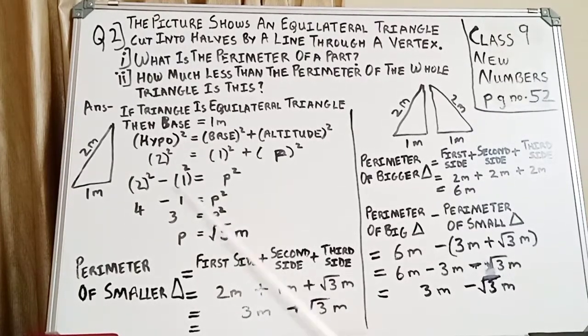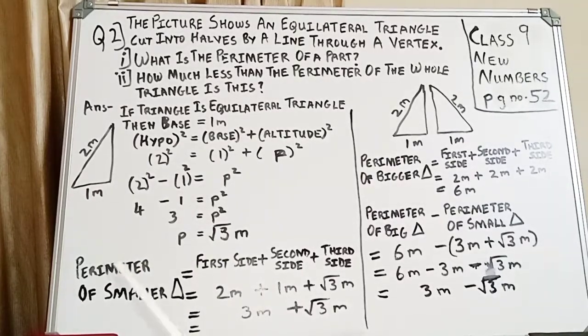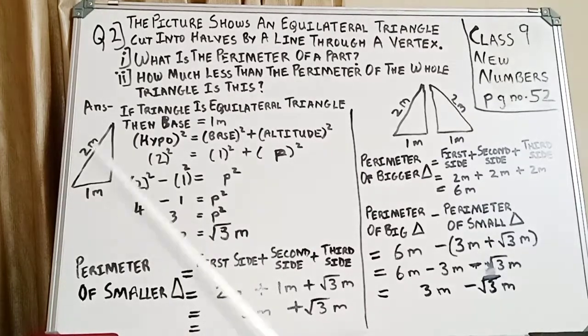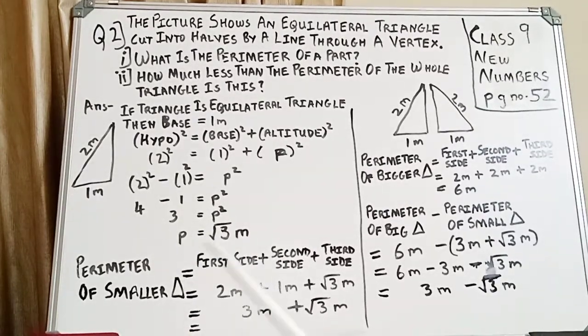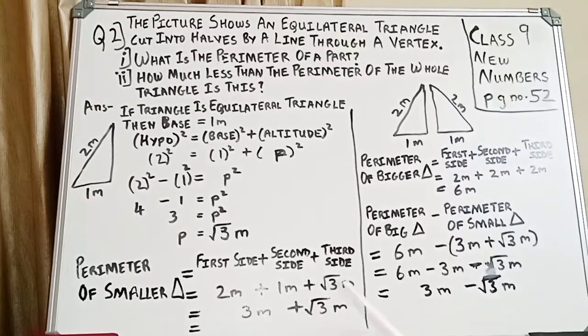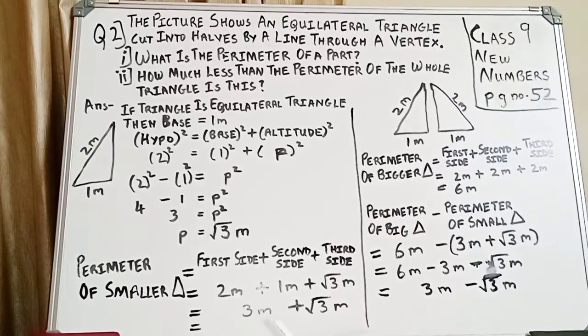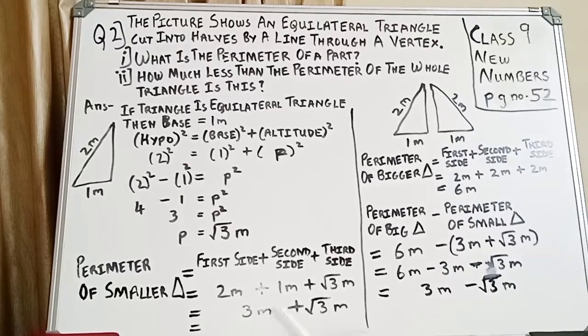So what is the perimeter of this small triangle? Perimeter means the outer sides, we are finding out. The perimeter of the small triangle is equal to the first side, second side, and third side, which we have already found out, root 3 meter. So we have to add all three sides. We have added the first side 2 meters, second side 1 meter, third side root 3 meter. So that is how we got the perimeter as 3 meters plus root 3 meter.